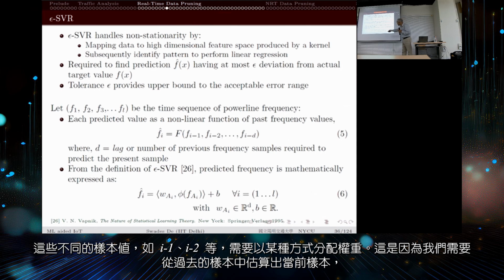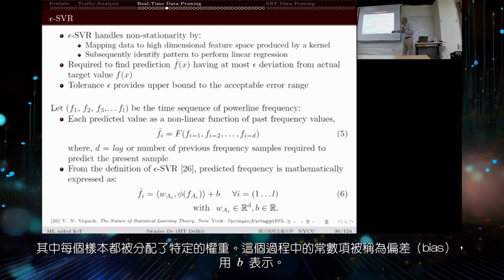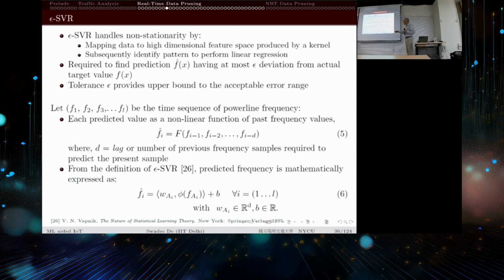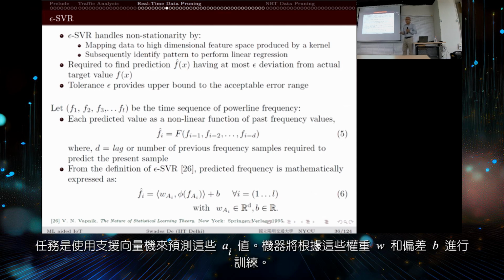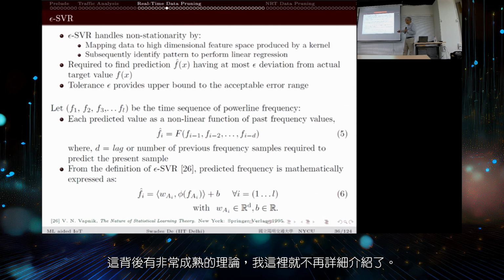So this is this one. Fi hat has to be estimated from the past samples with certain weights assigned to them, and with a certain bias. B is the bias. So the task of this support vector machine is to predict these Fi hats, and the machine will be trained based on these wi's and this bias B.